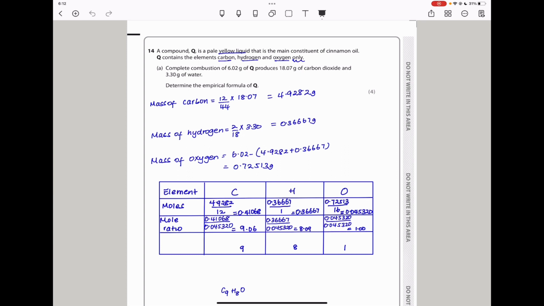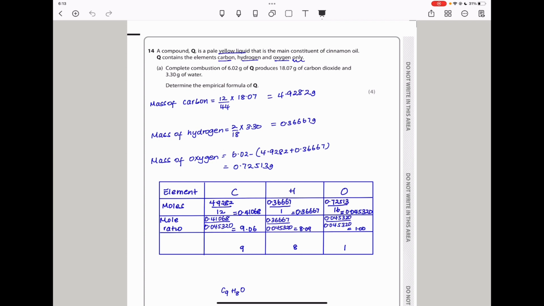Question 14, a compound Q is a pale yellow liquid that is the main constituent of cinnamon oil. Q contains the elements carbon, hydrogen, and oxygen only. The complete combustion of 6.02 grams of Q produces 18.07 grams of carbon dioxide and 3.30 grams of water. They want you to determine the empirical formula of Q.